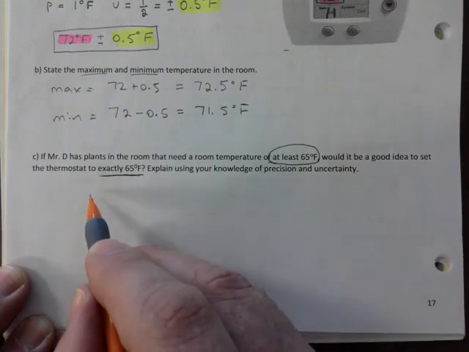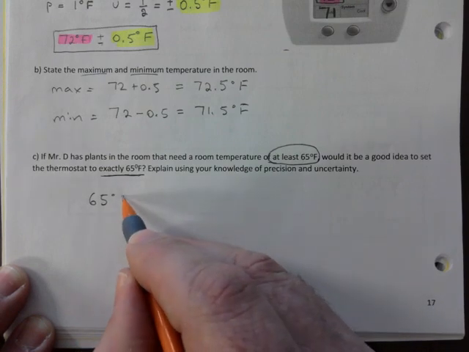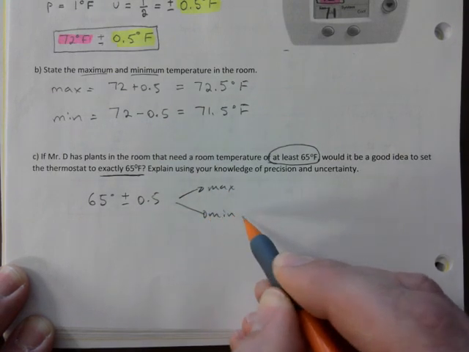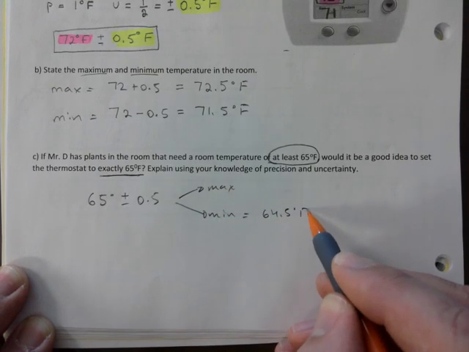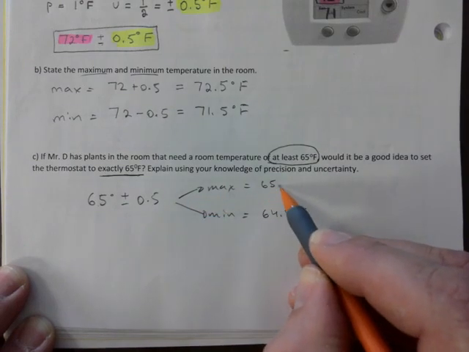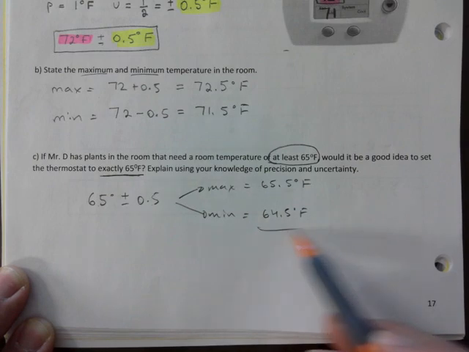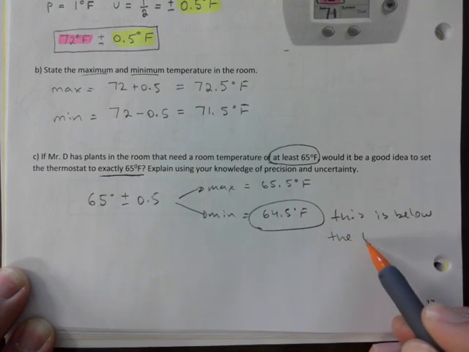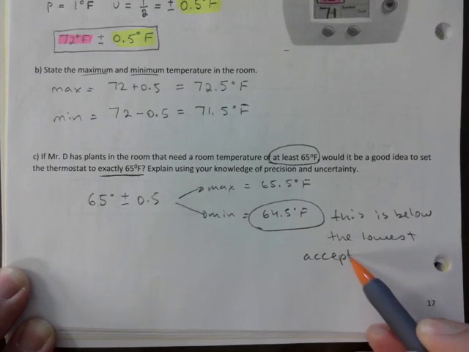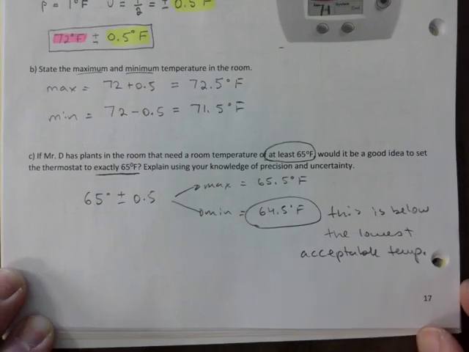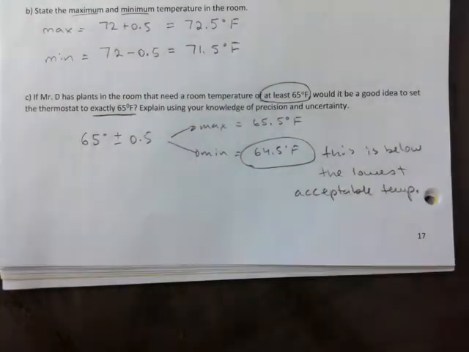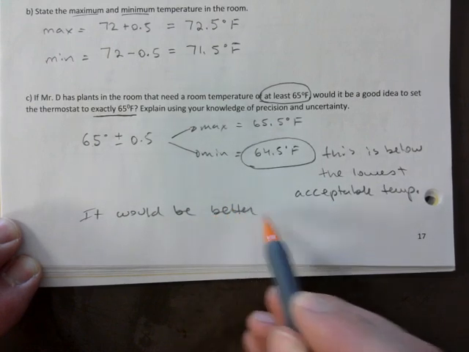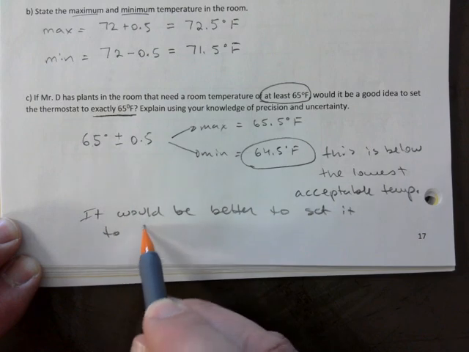So let's just say this. Technically, based on this thermostat, it's 65 plus or minus 0.5, right? So there's a max temperature and a min if you set it to that. It could be as low as 64.5 degrees Fahrenheit, or as high as 65.5 degrees Fahrenheit. This is below the lowest acceptable temperature. So it would not be a good idea. You should set it to 66 at least, right? It would be better to set it to 66 degrees Fahrenheit.